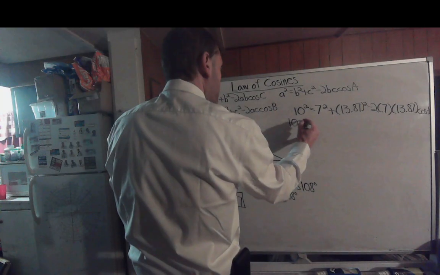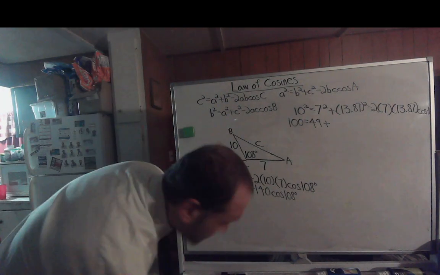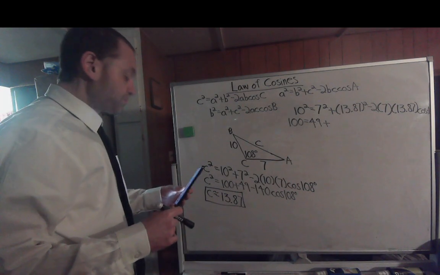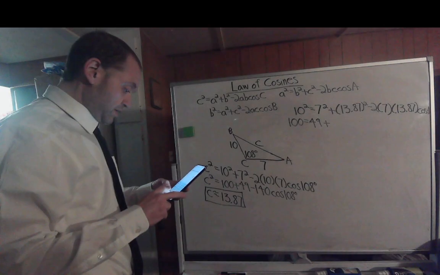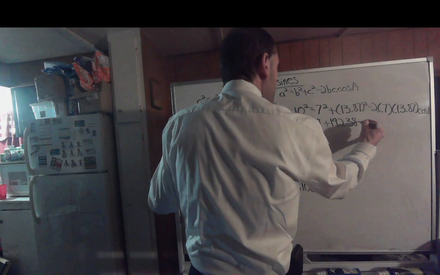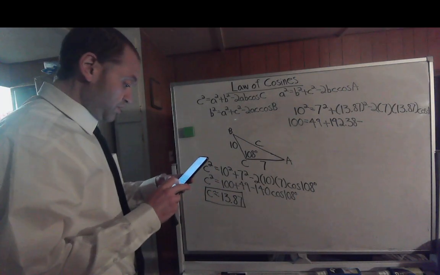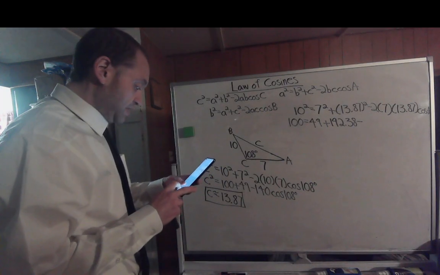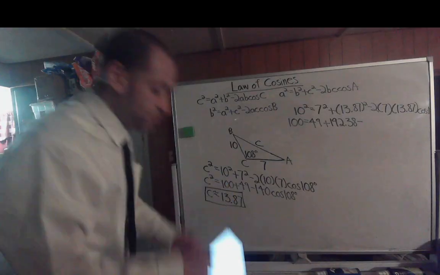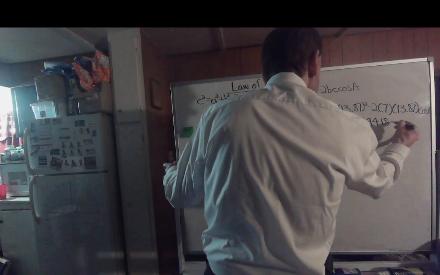So this would end up being 100 equals 49 plus, let's figure out what 13.87 squared is. That's about 192.38. And then, let's see here. So 2 times 7 times 13.87 gives you about minus 194.18 times the cosine of A.